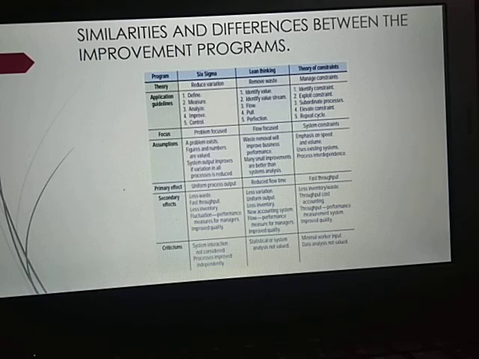Here there is a chart where we can see all the differences between Six Sigma, lean thinking and theory of constraints, and it explains categories like theory, application guidelines, focus, assumptions, primary effects, secondary effects, and criticisms.